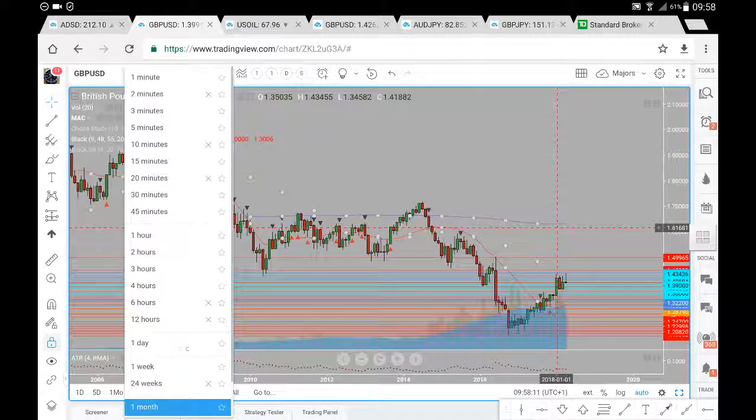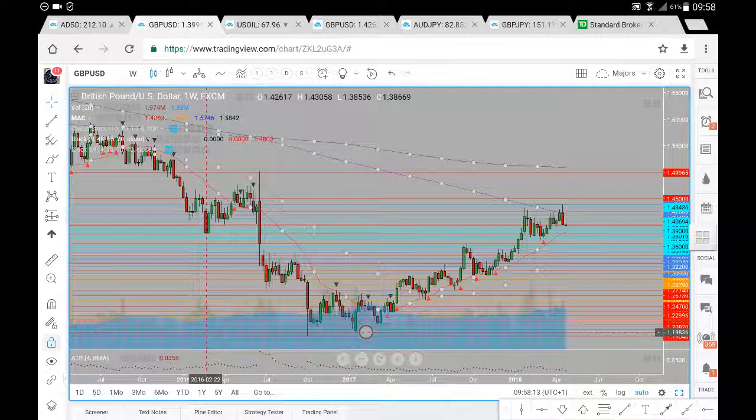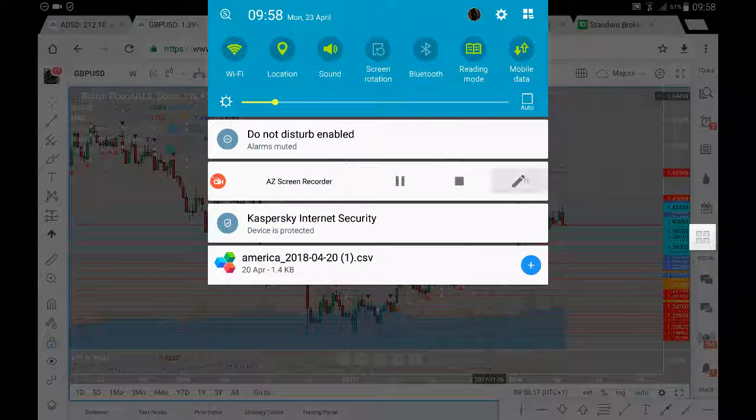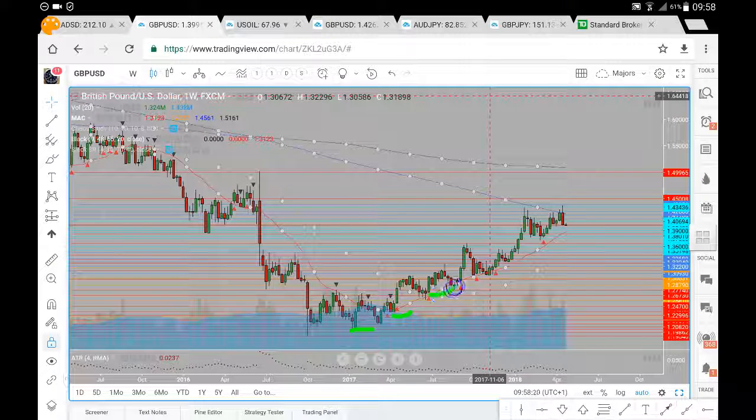Now, if we have a look at the weekly time frame, and here on this weekly time frame, we can see that we've posted a series of higher lows, had a strong move upwards, had another strong move to the upside. Now we trade slightly above the 200 period moving average on the weekly time frame, but again we've not closed above it.